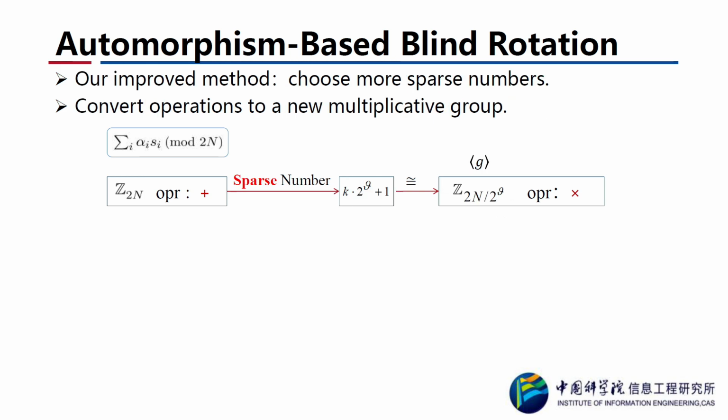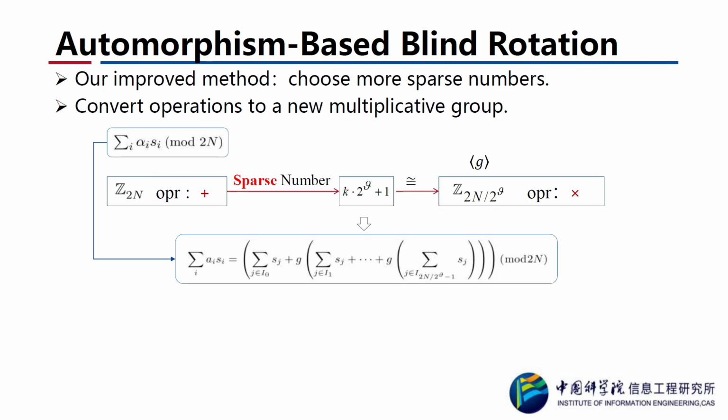So our improved method is very straightforward. We can choose some more sparse numbers. That means that we can convert operations to a new multiplicative group. And this group is only generated by one generator g. And then the formula is like this.